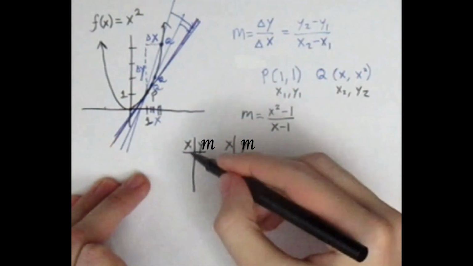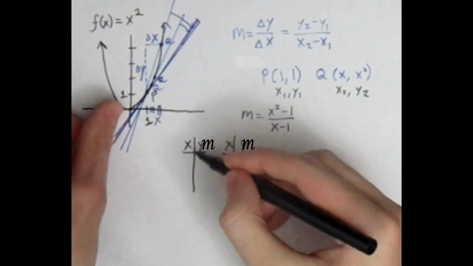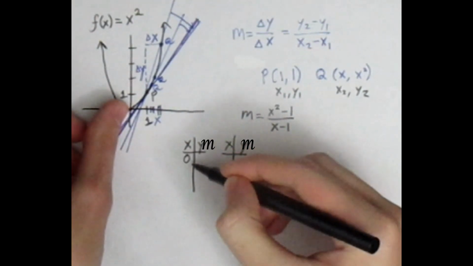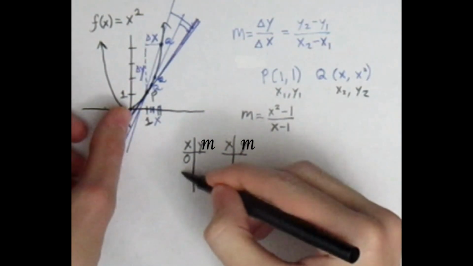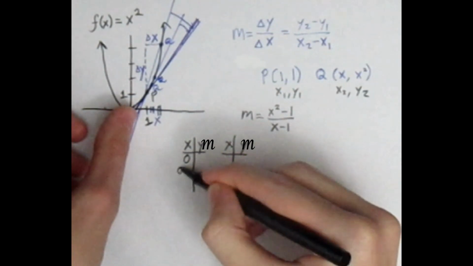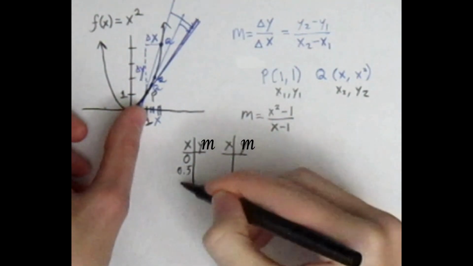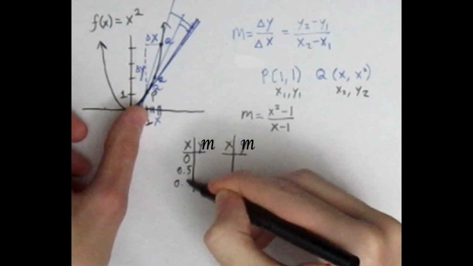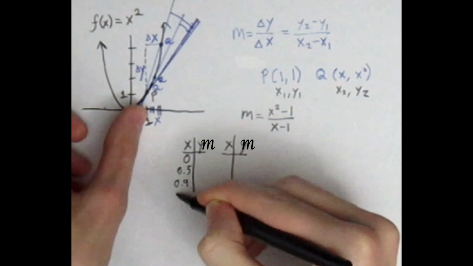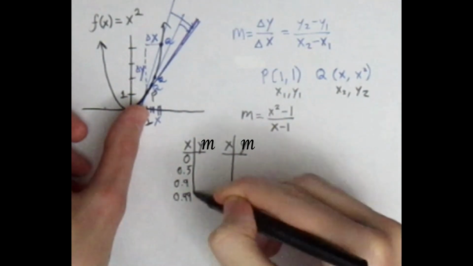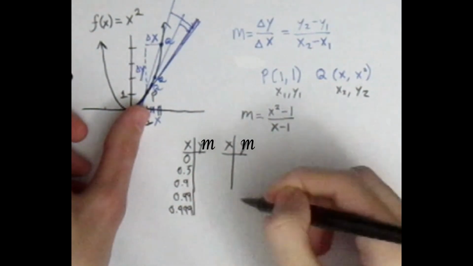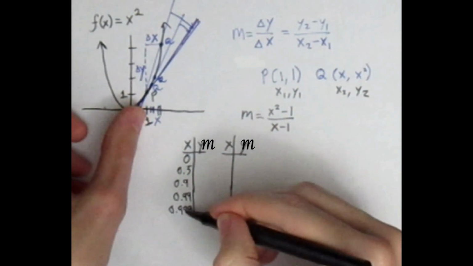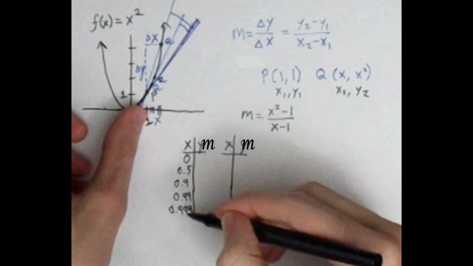So let's say that our first point is 0 and then let it get closer to 1. How about halfway in between? So let's put 0.5, and then let's get it closer to 0.9, and then 0.99, and then 0.999. So we're getting closer to 1 except for 1 itself.